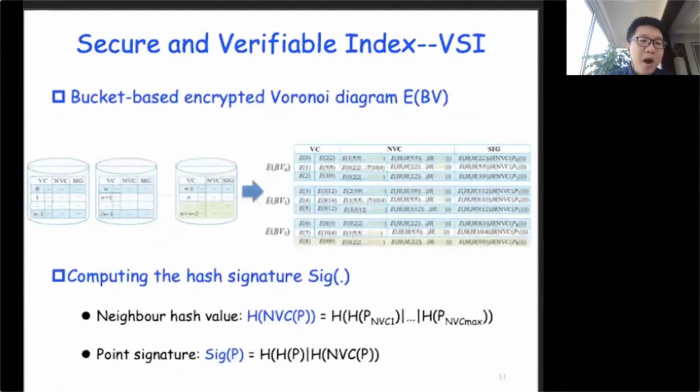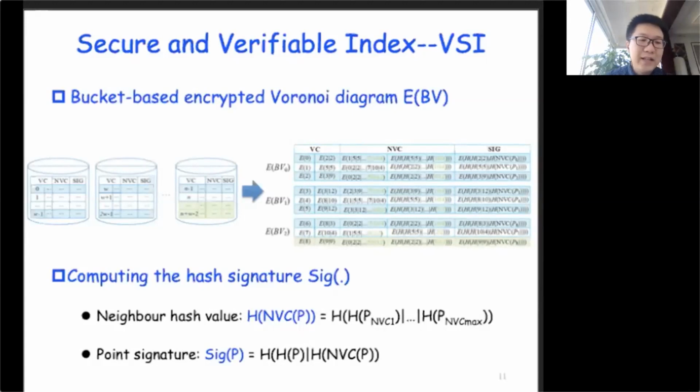Next, for the bucket-based encrypted Voronoi diagram, as shown in the figure, the data owner uniformly partitions the entire table into buckets, each of which contains W records. In the first column, it stores the ID and the spatial coordinate of each point separately. In the second column, it stores the Voronoi cell neighbors of each point and their hash value. To avoid the inference attack, we pad some dummy records to guarantee the identical size. In the final column, it stores the encrypted signature of each point.